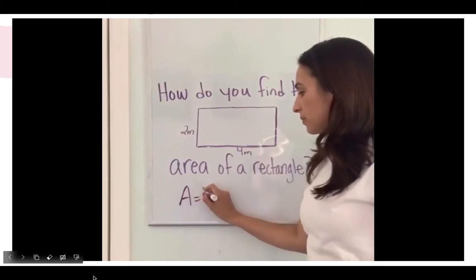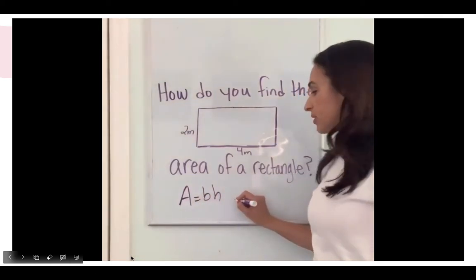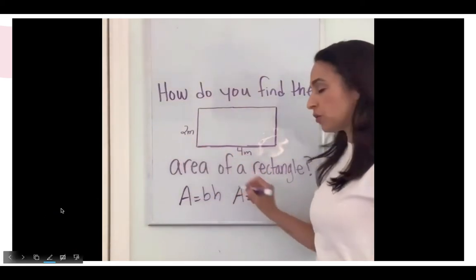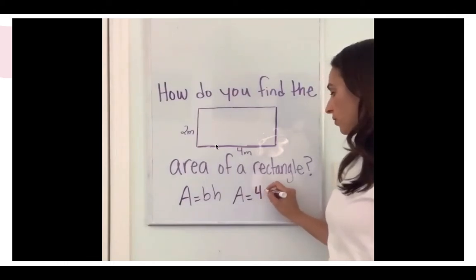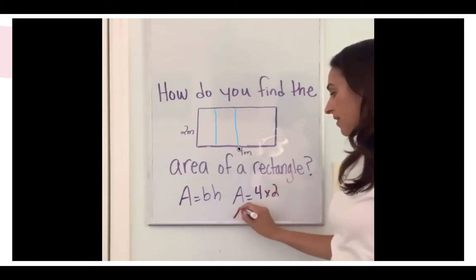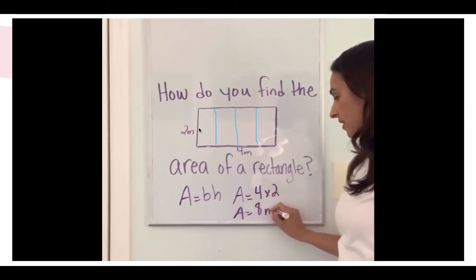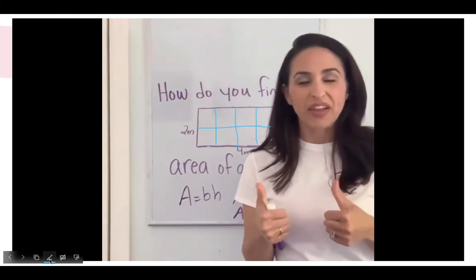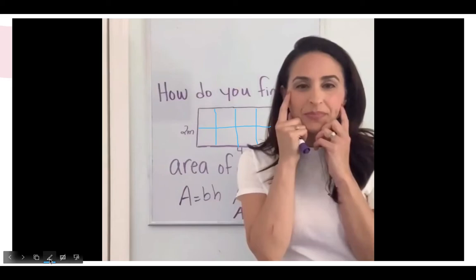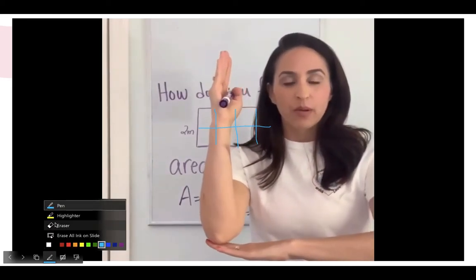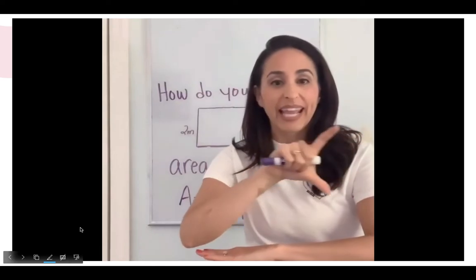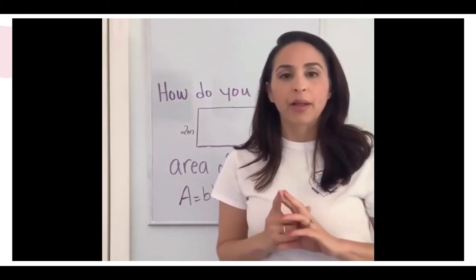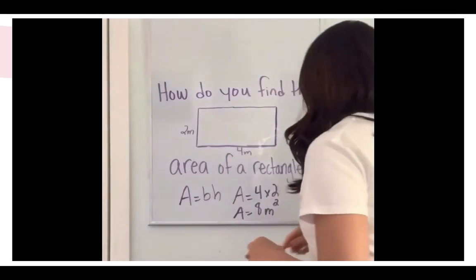So let's go ahead and do that. Area equals base times height. So I'm going to plug in my numbers. Area equals 4 times 2. 4 is my base, 2 is my height. So my area is 8 meters squared. All right, boys and girls, we know this. All right, perfect. But if I know that base times height gives me the area, the amount of space inside of that rectangle, what would you do for a parallelogram?